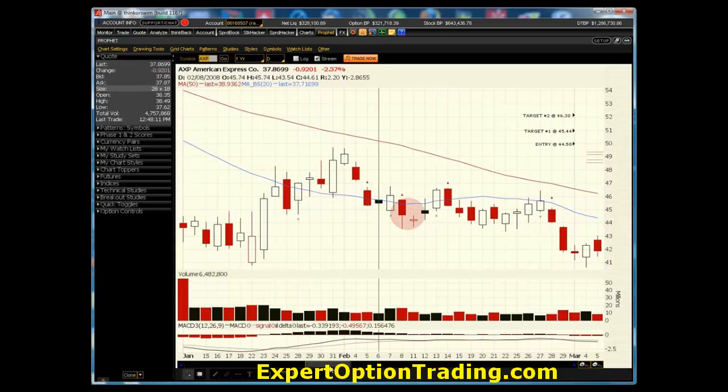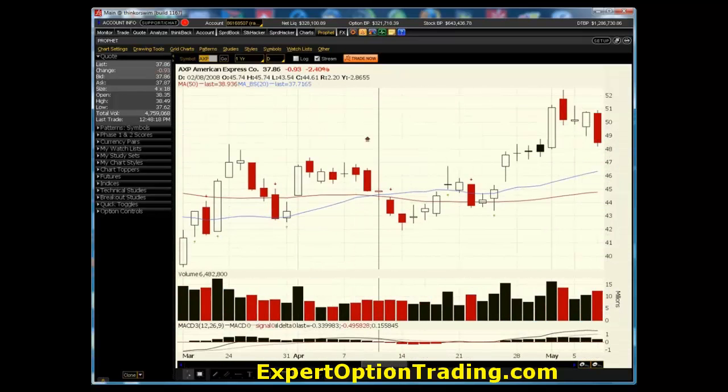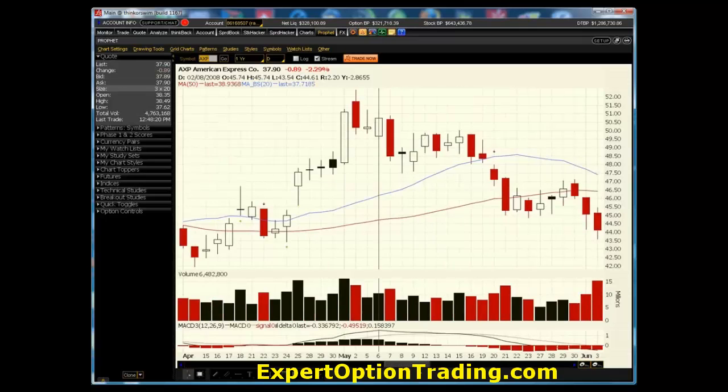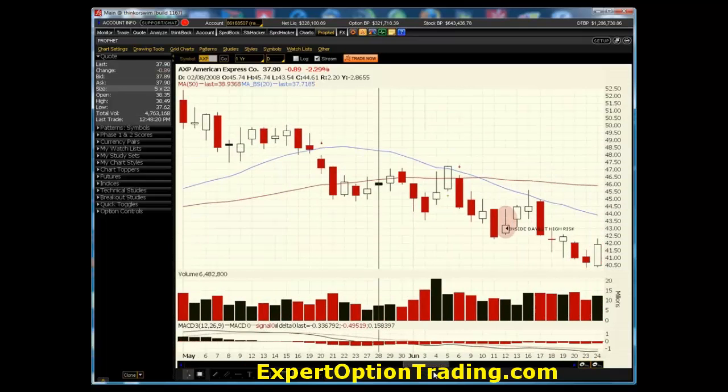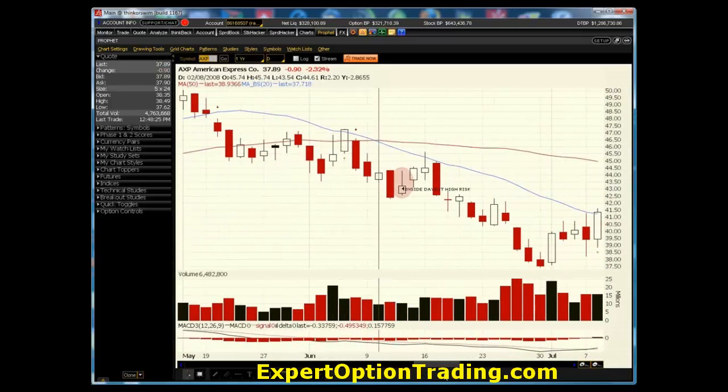Let me zoom ahead here on the same chart in American Express to June 12th, and I'll show you a particular inside day that I would not trade. Here we have a large red bar which indicates that bears were in charge of this day. The American Express stock sold off pretty dramatically on this particular day.